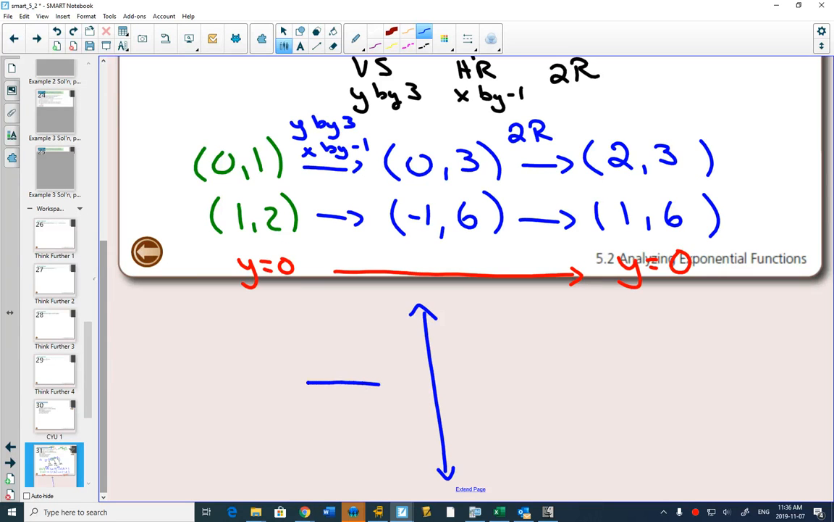We can now graph. When graphing, I like to always start with the asymptote. So it's still at y equals 0. Then plot the 2 points. I've got (2, 3) and (1, 6).